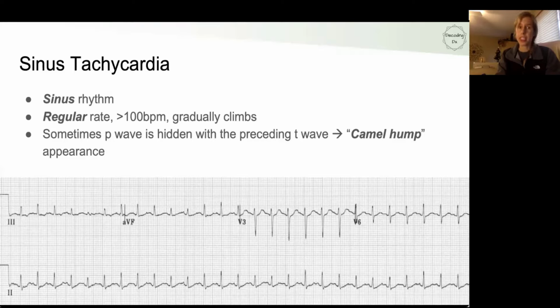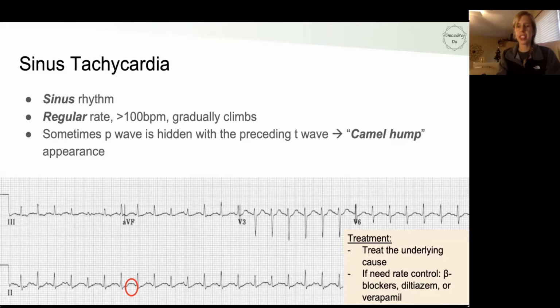Sometimes you've got to be careful because the P wave will be hidden in the preceding T wave. If the rate is fast enough, they'll be so close together that it's hard to discern that P wave. This will cause what's commonly called a camel hump appearance. So if you look down in this example in lead 2, rather than a T wave, space, and then a P wave, you have kind of this gradual hill. And what that is in reality is the combined T wave and P wave that are too close together for the EKG to be able to distinguish them. And so it turns into just one larger hump.